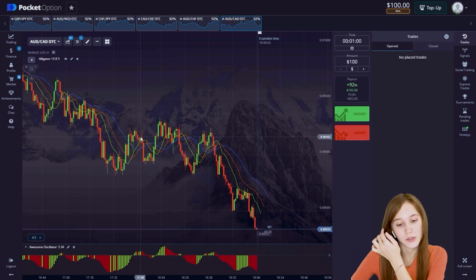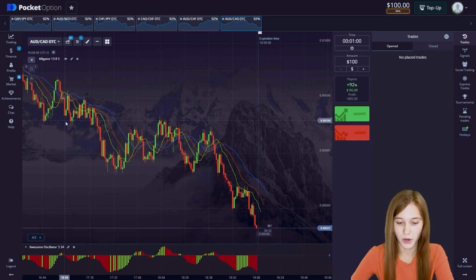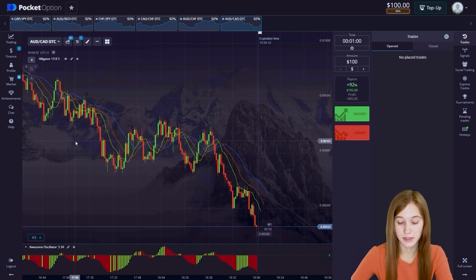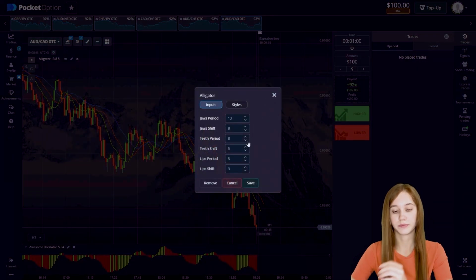So we will use technical analysis and 2 indicators. So the first is Alligator. These settings.